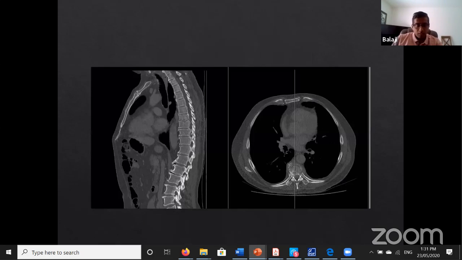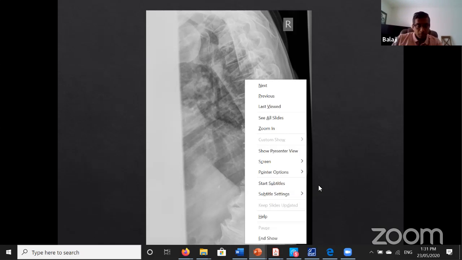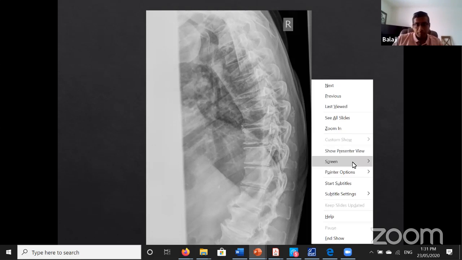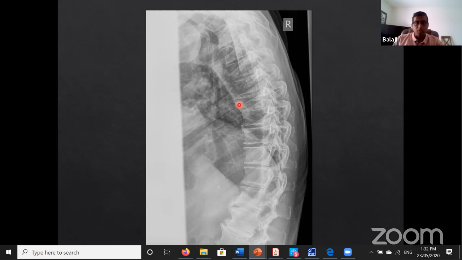Just 1 second. Sorry, I'm just trying to get the pointer on. So you could see the narrowing of the disc space here.